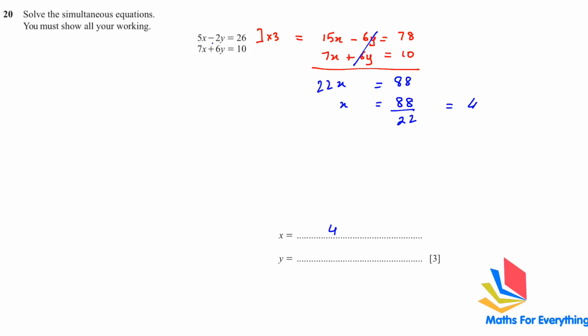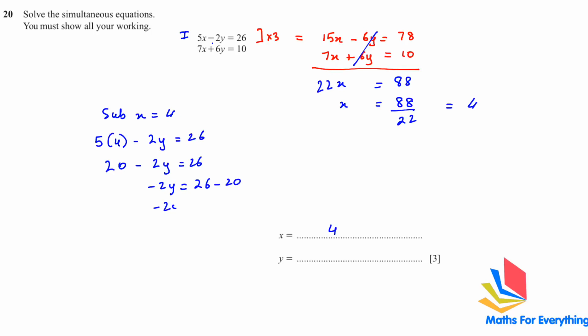Now that you found your x, you need to find your y. Substitute x is equal to 4 in whichever equation you want. I'm choosing equation 1. So 5 times 4 minus 2y is equal to 26. The 20, when we move to the other side, will be negative 20. That will give us 6. 26 minus 20 is 6. And 6 divided by negative 2 is negative 3. So the value of y is negative 3.